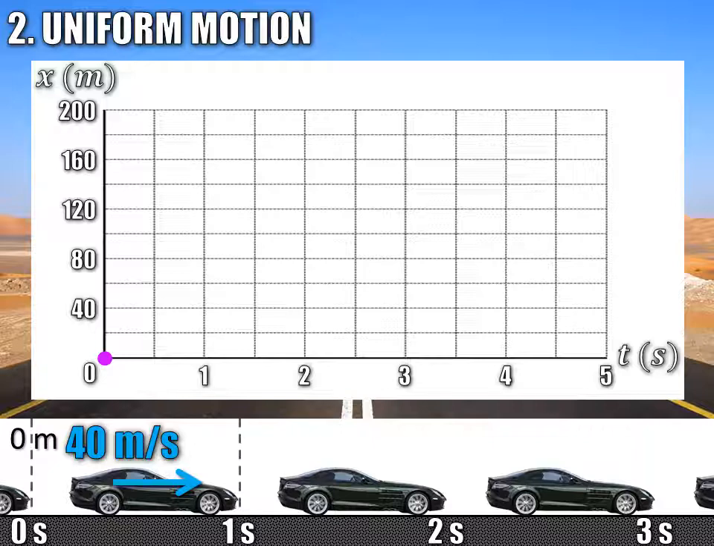So go to 1 second, and since the car is traveling at 40 meters each second, we know the car has traveled 40 meters at that point. So its position is 40 meters at 1 second. We continue this for 2 seconds. Now the car is at 80 meters. We add that to our graph. And finally at 3 seconds, the car is at 120 meters.